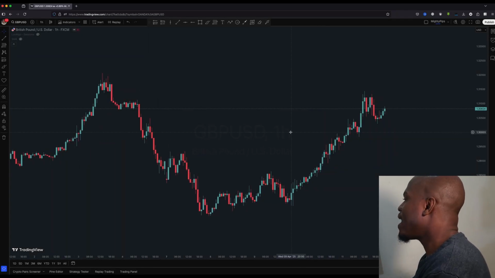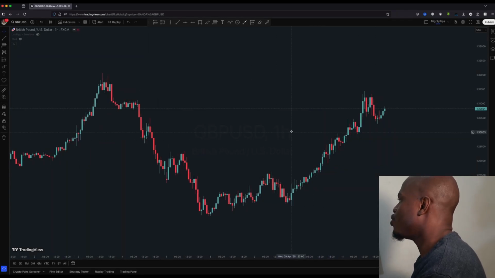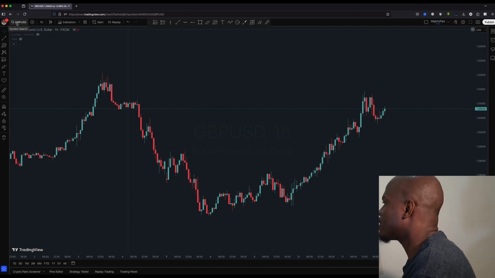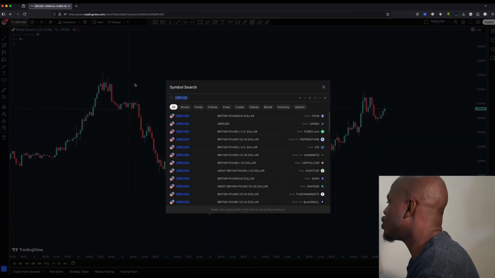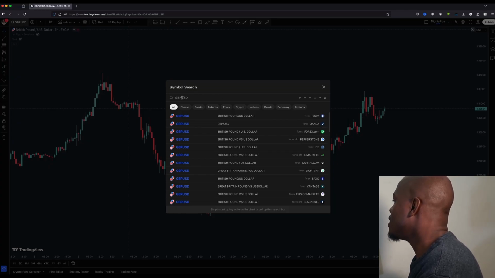Now, when you are buying or selling in the market, you are basically buying or selling the currency which is on the left, and you're selling or buying the other currency. For example, if you are buying the Great British Pound, it means you are exchanging your US dollars for the Great British Pound.